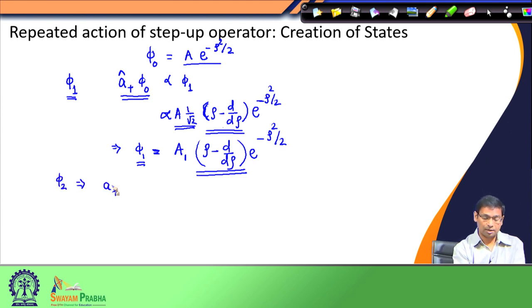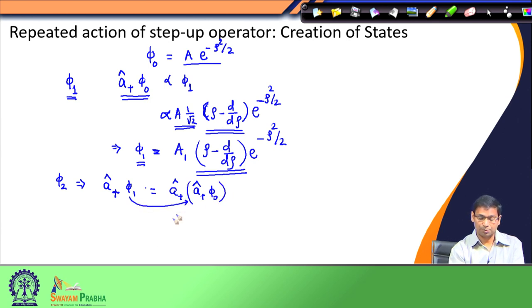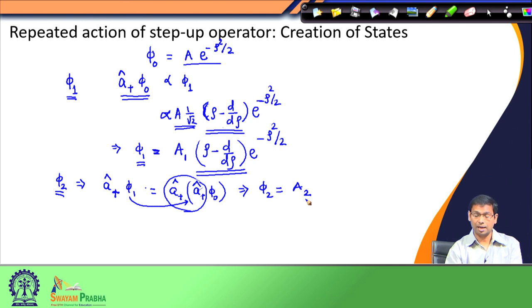Now, to get phi 2, what would I do? I can obtain phi 2 when I apply the step up operator on phi 1. So, phi 2 is proportional to a plus operator on phi 1. What is phi 1? Phi 1 is the action of a plus on phi 0. Therefore, this is equivalent to a plus a plus phi 0. So, to obtain phi 2, I have to apply this a plus operator twice. I can write this phi 2 as some normalization constant A 2, since I have to individually normalize this eigenfunction, multiplied by 2 times this a plus operator, rho minus d by d rho.